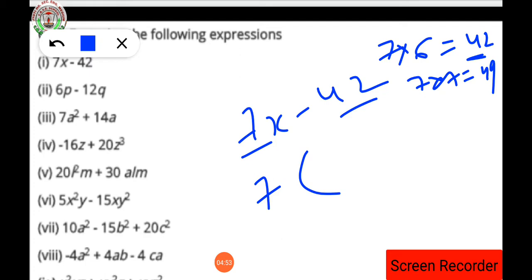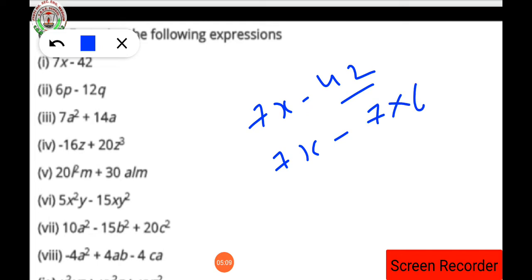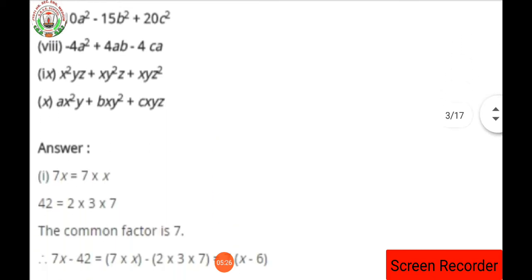Okay, I can explain you by writing this: 7 into x minus 6. 7x minus 42 can be written as 7 into 6, because 7 into 6 is 42 itself. Now taking 7 common, as it's a binomial and both terms contain 7, isn't it? So if 7 is taken common, x minus 6 is left out. So in this way you have to factorize the whole question.